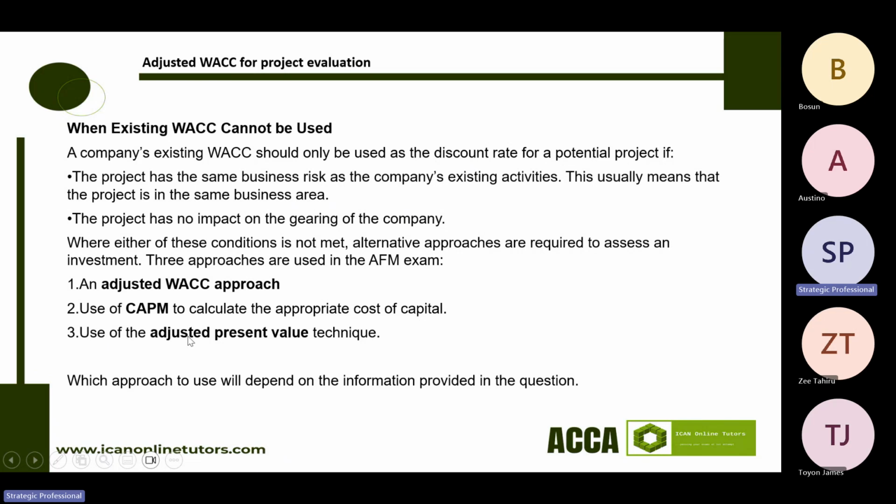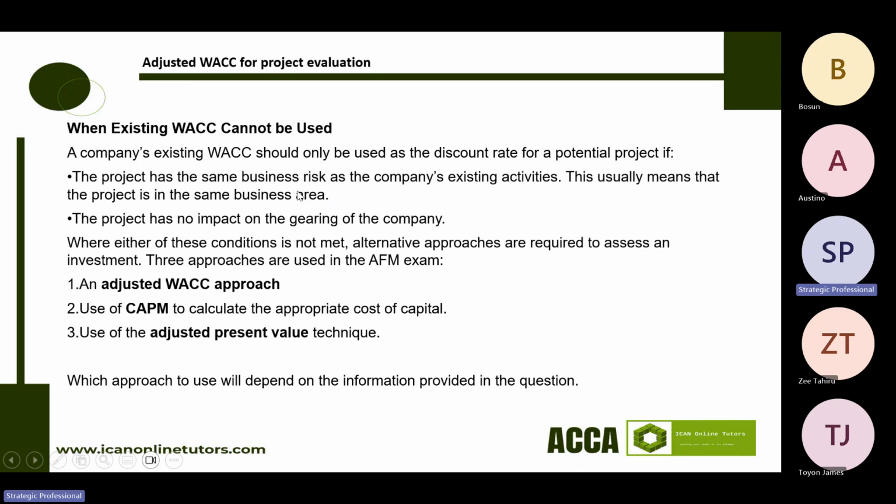And we now have the third one, which is use of the adjusted present value technique. In adjusted present value, that's where we talk about cost of equity ungeared. I talked to us about cost of equity ungeared before, right? In normal computation of WACC, what we usually have is KE, cost of equity geared. But in APV, we make use of cost of equity ungeared to get the base case, the base NPV.